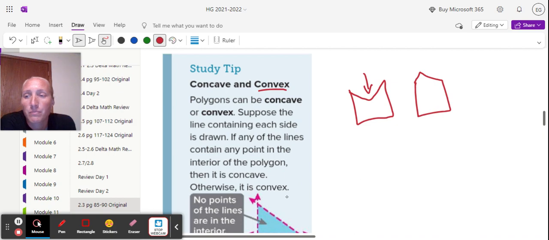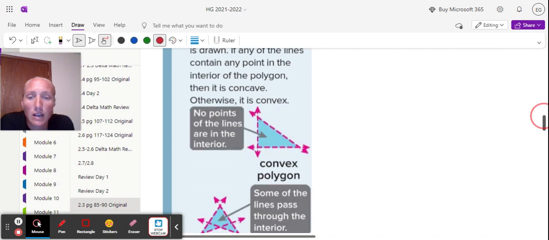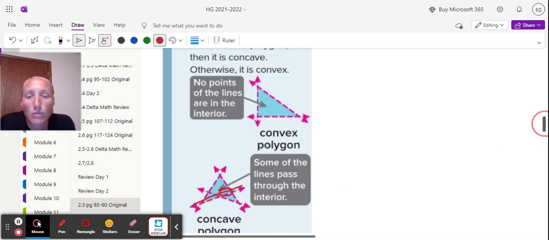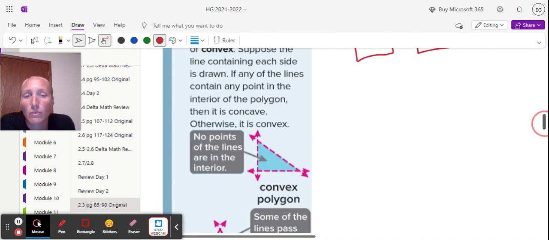The word for word definition of concave is shown here. So convex, no points of the lines are in the interior. So if you draw a line along each of the sides, they all go to the exterior of the polygon. Versus if you have a concave one, when I draw this line right here, it's got this part right here that has points inside the polygon, and therefore it's concave. So that's just a different way of looking at it.